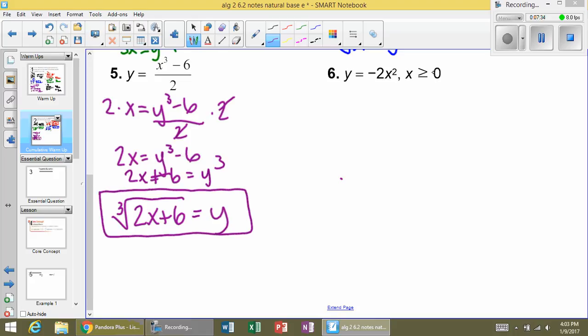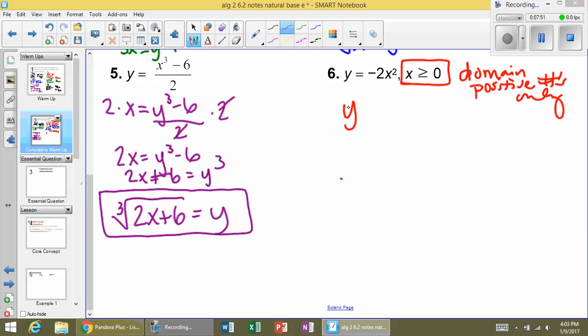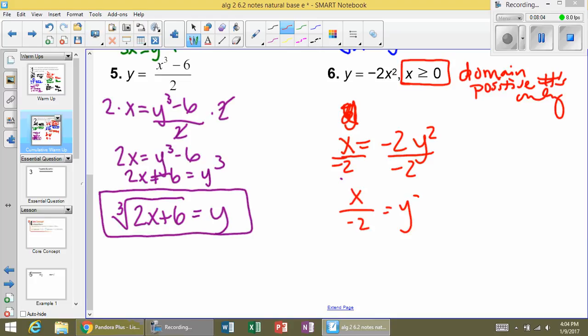And for question number 6, if you remember, this is just telling you that it's the domain and that we want our positive numbers only. So we'll have, not y equals, we're going to have x equals negative 2y squared. We're going to divide both sides by negative 2. So we'll have x over negative 2 equals y squared.